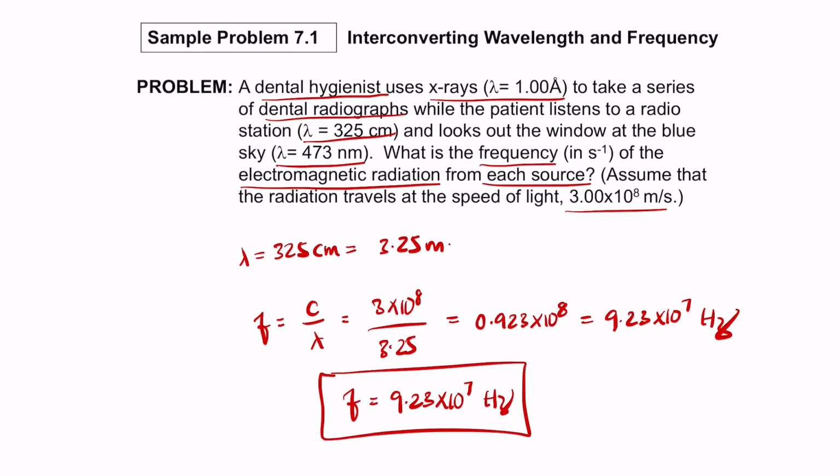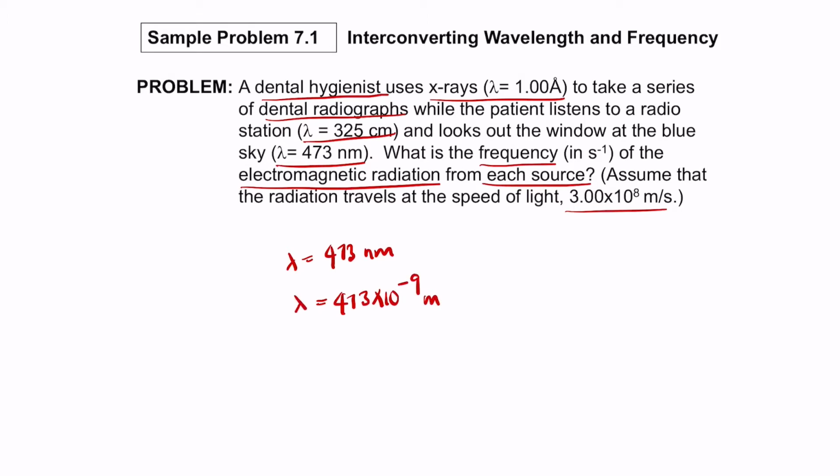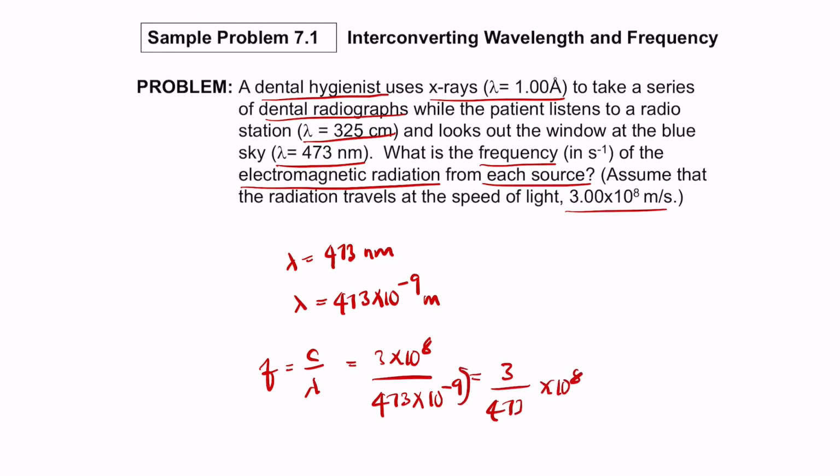So using this principle, next we have lambda equal to 473 nanometers. Let's solve the next one. 473 nanometers becomes 473 times 10 to the power negative 9 meters, since 1 nanometer is 10 to the power negative 9 meter. So f becomes c over lambda. c again is 3 times 10 to the power 8 by 473 times 10 to the power negative 9. So 3 by 473 times 10 to the power 8. 10 to the power negative 9, when it goes up, becomes 10 to the power of 9.